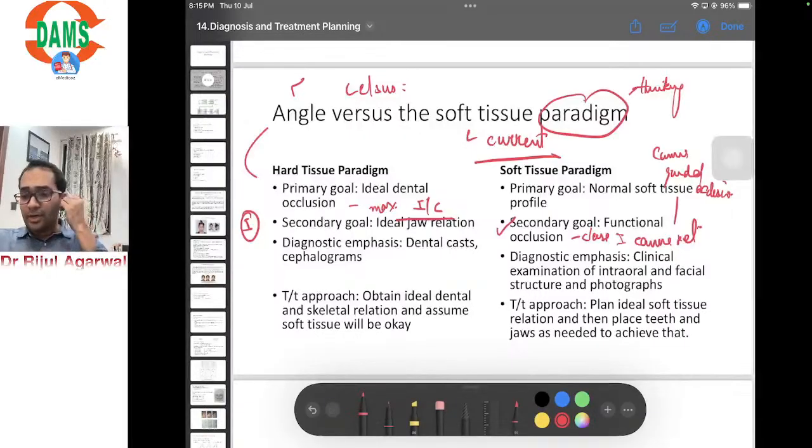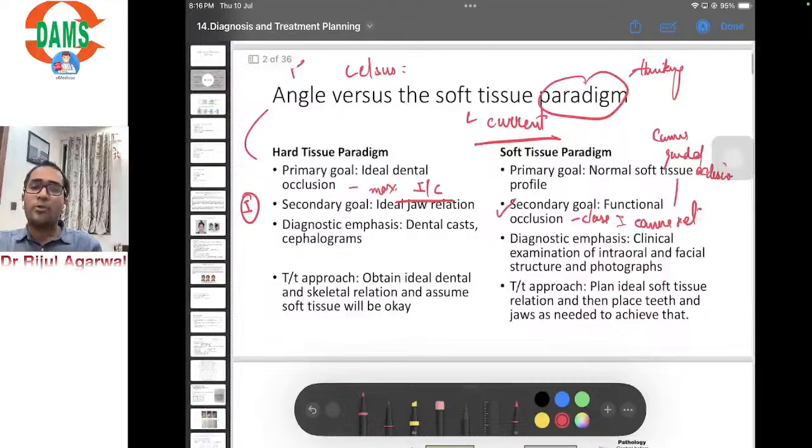Next, earlier in the hard tissue paradigm, our emphasis in diagnosis was on dental cast and cephalogram. We were just worried about cephalometric values. If Steiner's value said it is proclined, we would do extraction. If it says retroclined, we'll procline it. If it's ideal, we won't do anything. Now our examination is based on the face. It involves having casts and radiographs as well, but more emphasis is paid to facial structures and photographs.